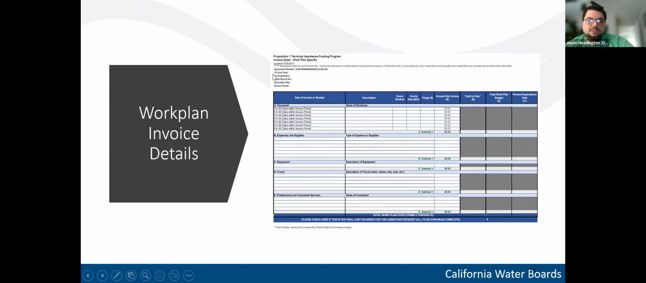So you can see at the top here, it says TA start date, TA recipients, work plan ID number. You'd fill this out and that would indicate to the person reviewing which project this is for. And then you can include personnel and consultant costs for that work plan on here.